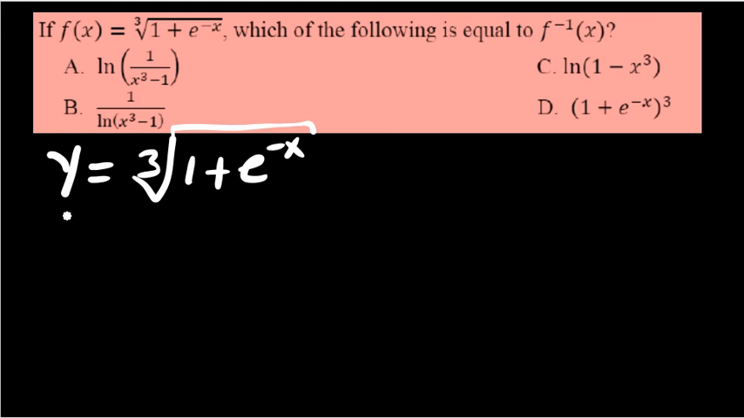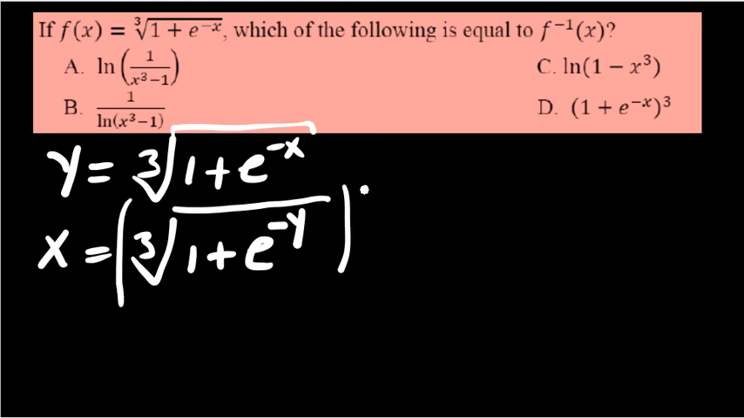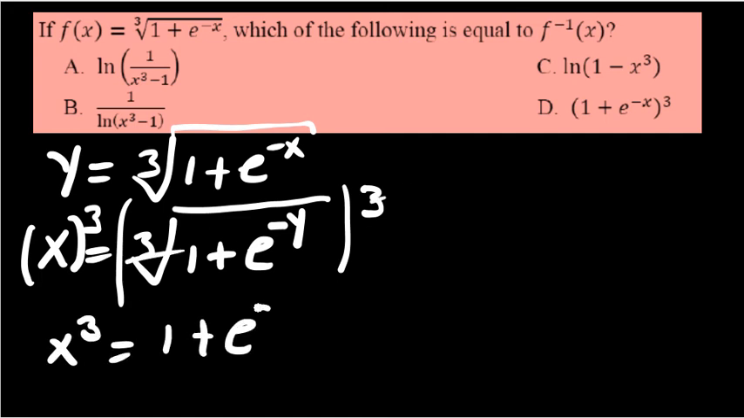So that means in place of y, write x, and in place of x, write y. We exchange the places of x and y, and then try to solve for y. To get y, there is a cube root here, and the y is in the exponent of e. Therefore, we need to remove the cube root first. The reverse process of cube root is cubing. So cube both sides. We are left with x cube is equal to 1 plus e to the power of negative y, since the cube root is cancelled by the cube.